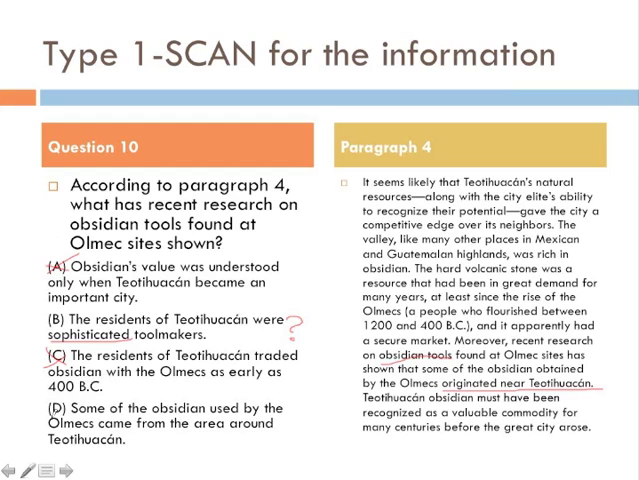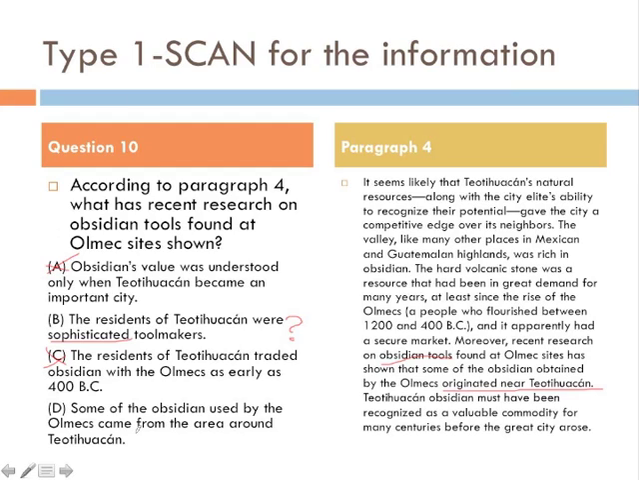Now let's look at D. Some of the obsidian used by the Olmecs came from the area around Teotihuacan. Well, we do mention that in terms of the obsidian used by the Olmecs, which we said here is found at the Olmec sites, and was obtained by the Olmecs, originated near Teotihuacan.